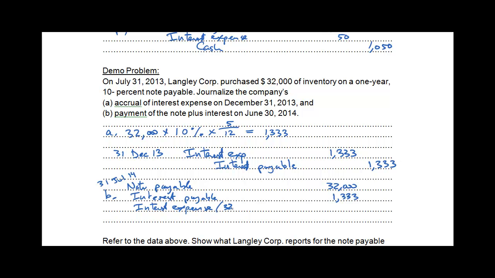So 32,000 times 10% times 7 over 12 is $1,867, and then we can credit cash for $35,200. All right.